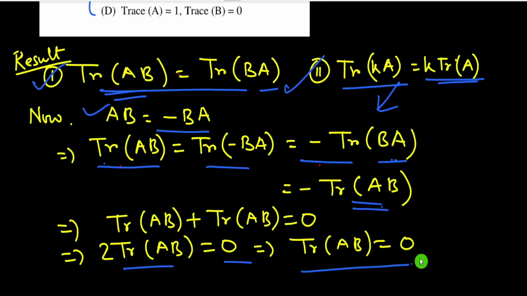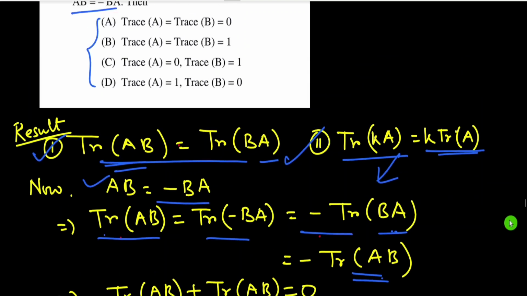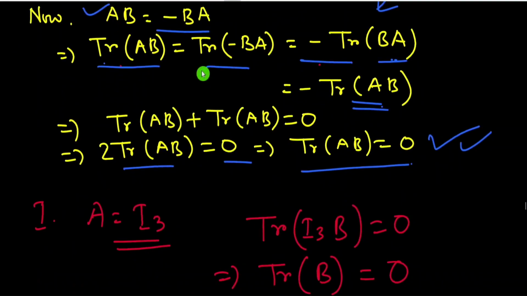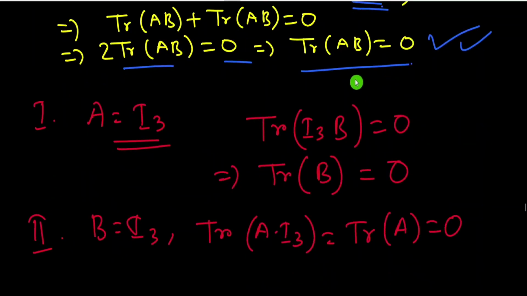This gives trace of AB equal to 0. Now the only restriction on the matrices A and B is that A and B are real invertible matrices. Therefore, case 1, from this we take A equal to I3. So I3 is a real matrix and also an invertible matrix. Therefore, put the value A equal to I3 in this equation.